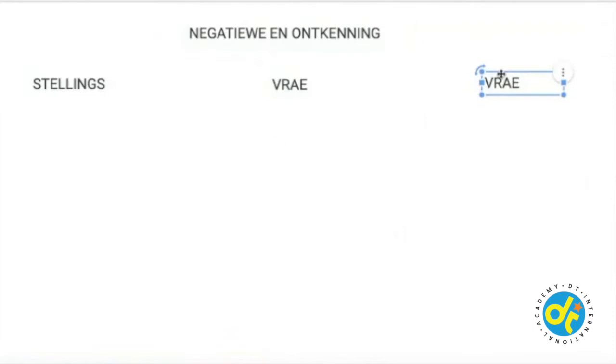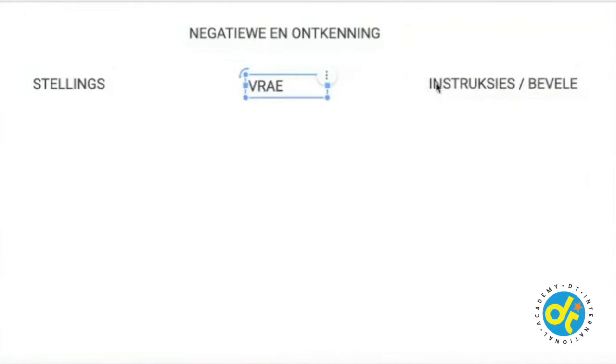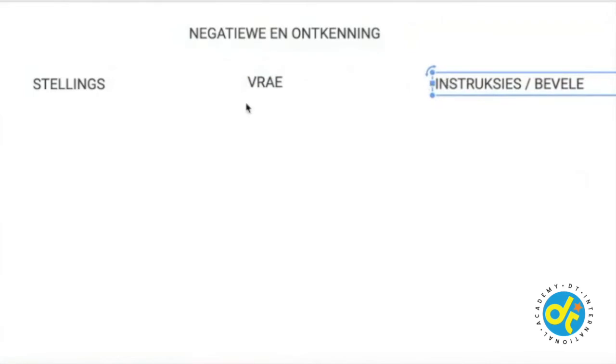So first of all, we're going to remind ourselves that we've got three different types of sentences. Ons het stellings en ons het vrae en ons het instructies of bevele is also the other one. So those are our three types of sentences that you get in any language. Well, in English and Afrikaans, you get the statements, questions, and commands, and then obviously from there it breaks down.